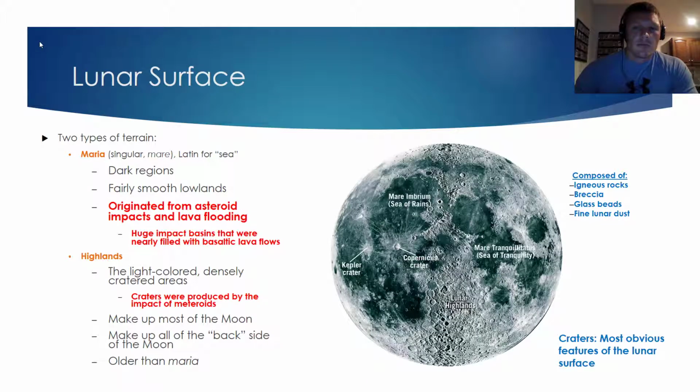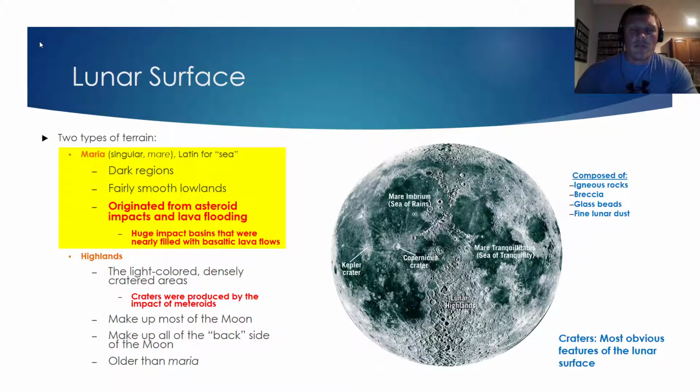The final consideration in this vodcast is the lunar surface. There are two types of terrain on the moon. There's Maria, which is Latin for sea, and there are the lunar highlands. I'd like to start by overviewing Maria. The Maria are the dark regions of the moon's surface. These tend to be fairly smooth lowlands, and they originated from asteroid impacts and lava flooding long ago.